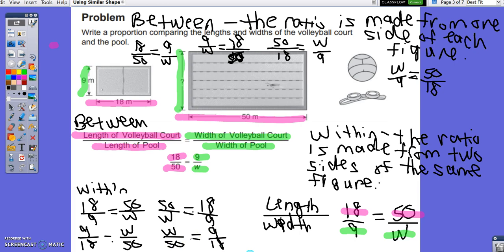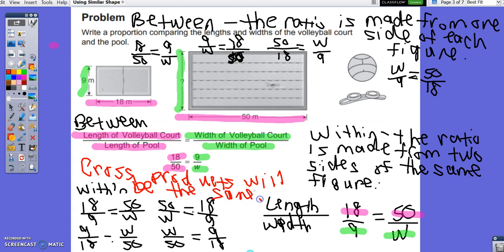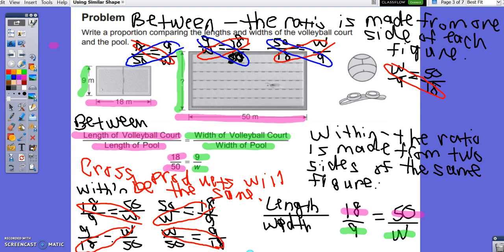So when you write a proportion, there are 8 ways to write every proportion. When you write a proportion, the cross products will be the same if it is a correct proportion. So let's look at our 8 proportions that we created. 18 times W is a cross product on all 8 of the proportions that we set up. 9 times 50 is also a cross product on all 8 of the proportions that we set up.